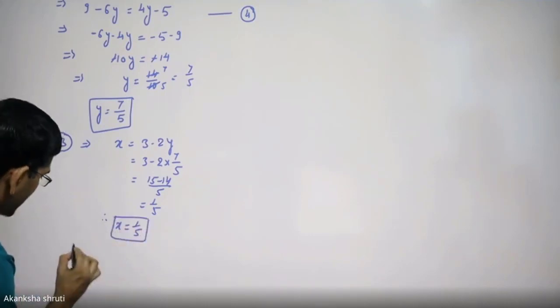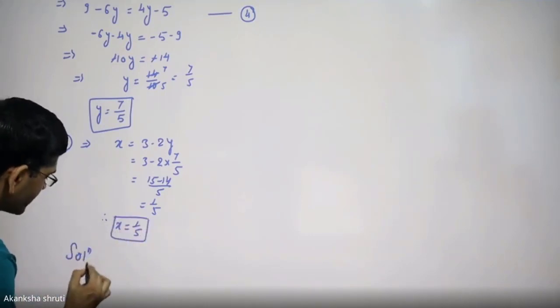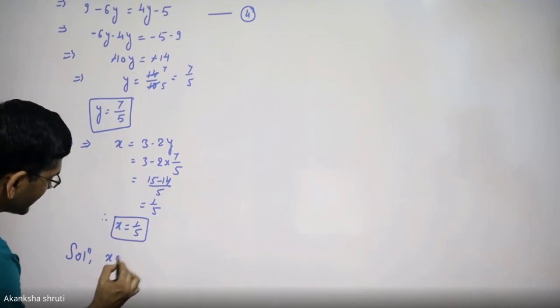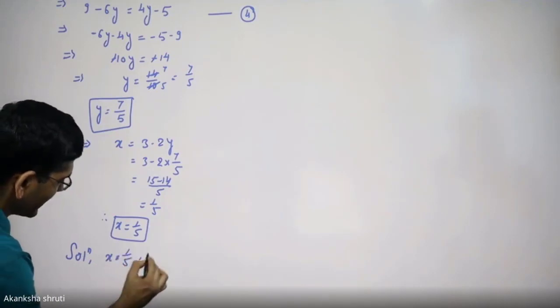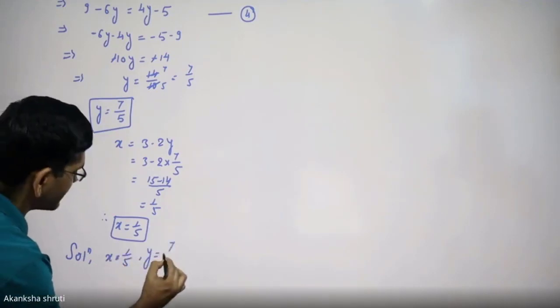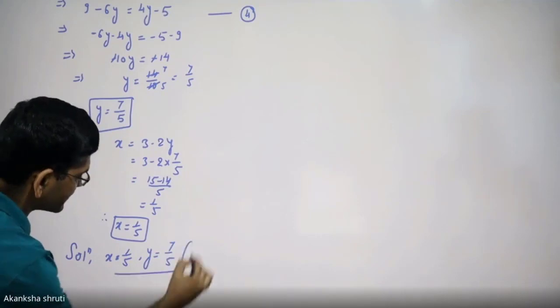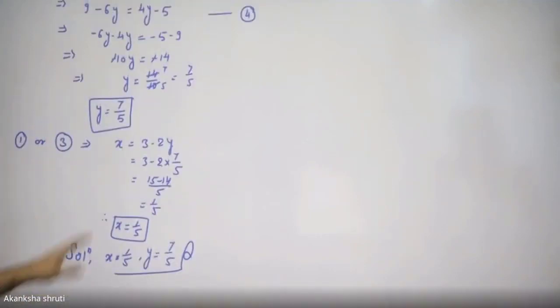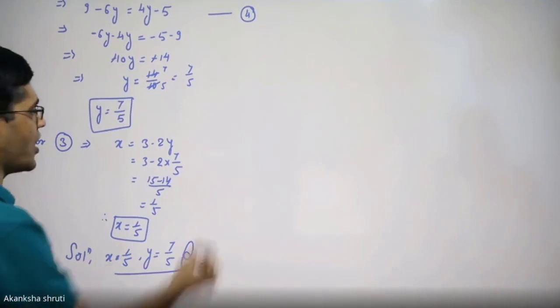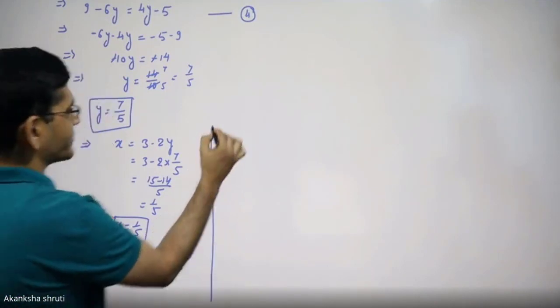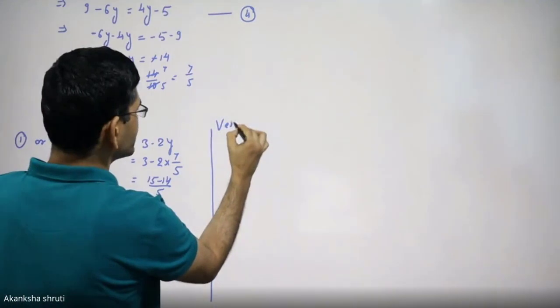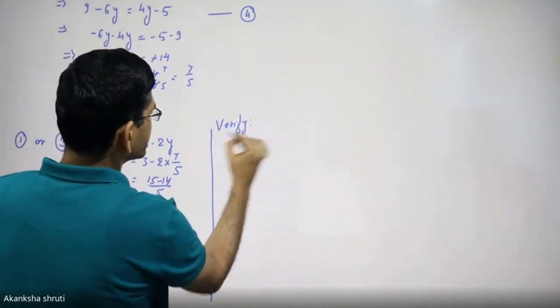So you have to write this solution. Solution means xy pair. x is 1 by 5 and y is 7 by 5. This is the answer. A student, whether the values of x and y you have calculated are correct or not, that you can also verify. So let us verify whether it is correct or not.